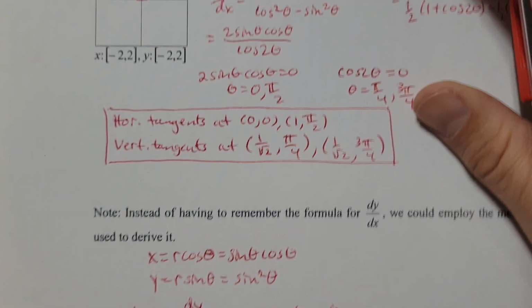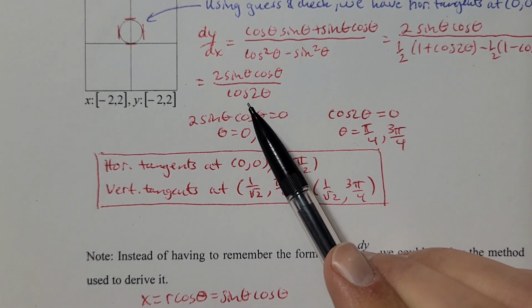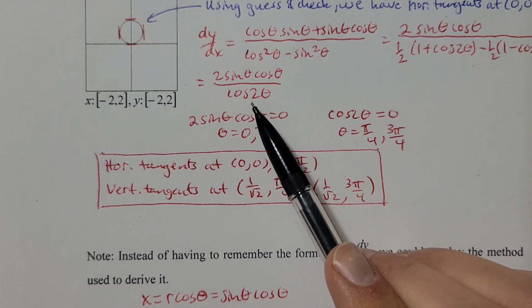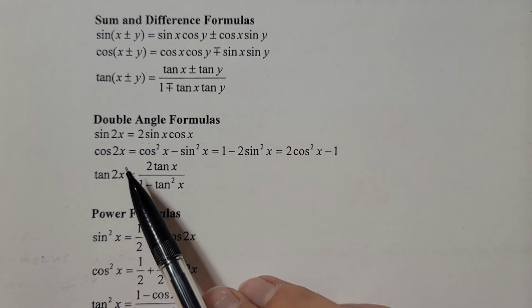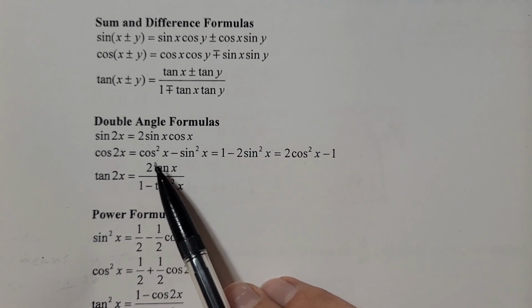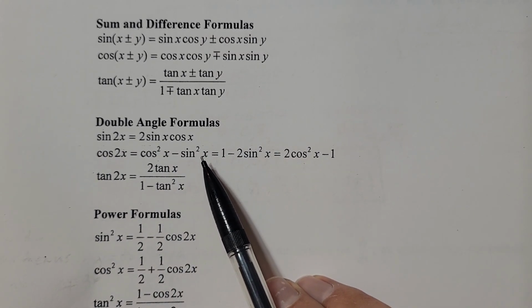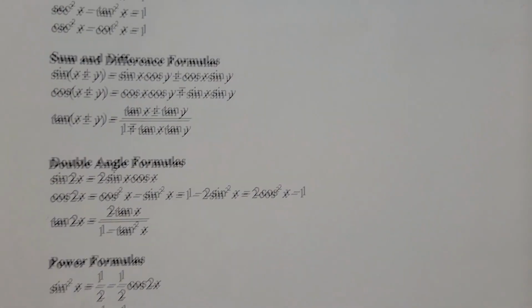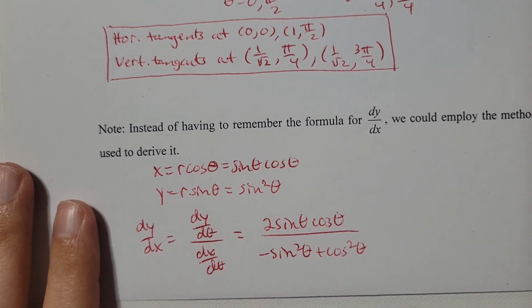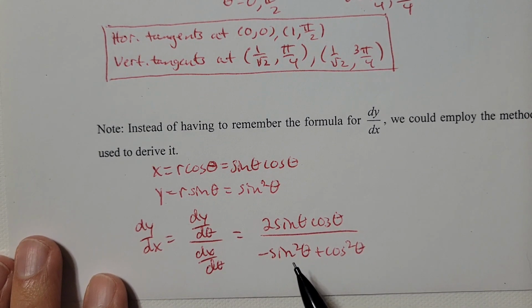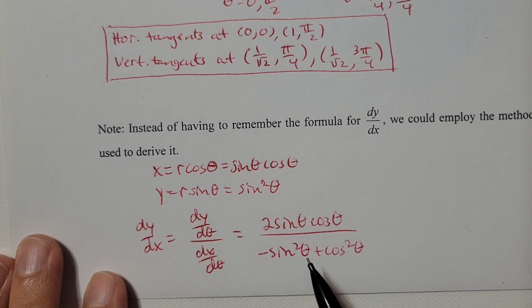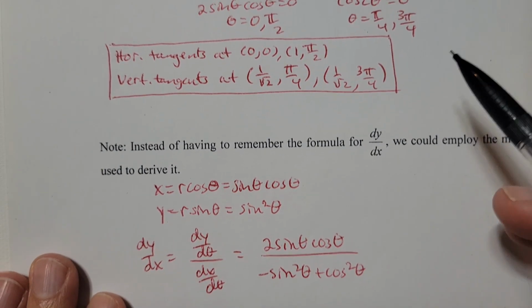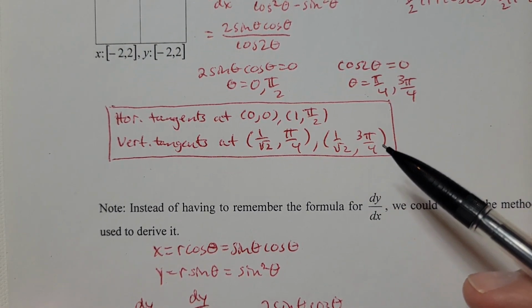Now, I've got cosine 2 theta there, right? Cosine 2 theta is the same thing as negative sine squared theta plus cosine squared theta, using this double angle formula. So if I wanted to, I could write a cosine 2 theta there underneath, and it'd be the same thing. I get the same values here.